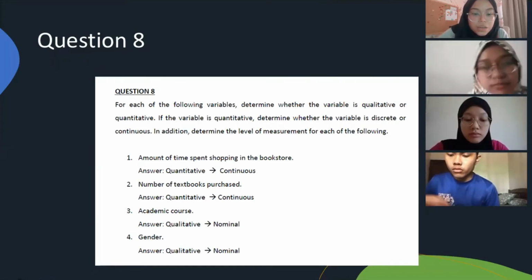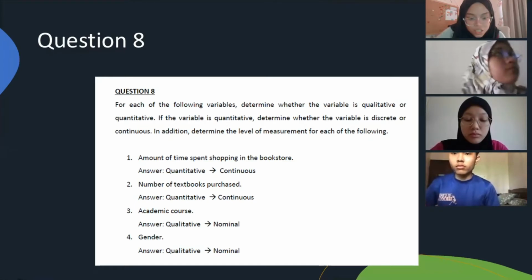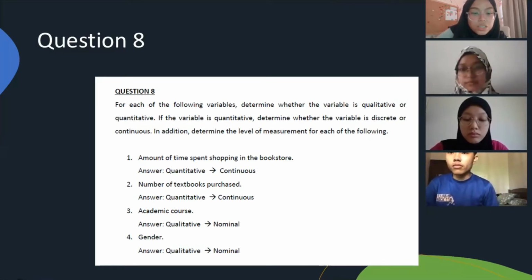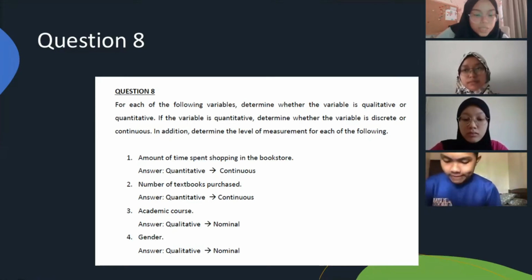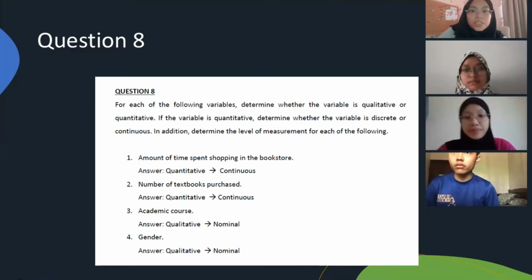Second, number of textbooks purchased. It is quantitative and also continuous. Third, academic costs. It is qualitative and also considered as nominal. Lastly, gender. Gender is qualitative and also nominal. That's all for me. I will pass to the next presenter.